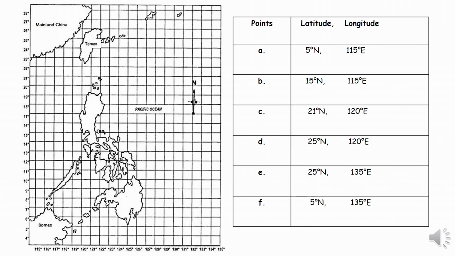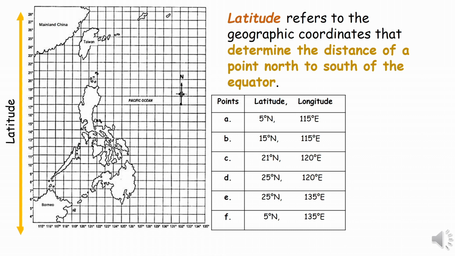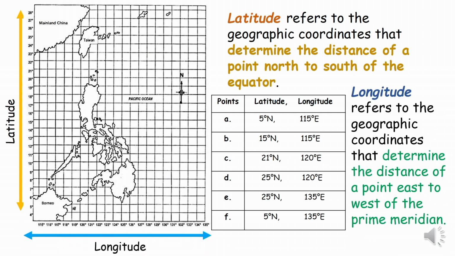So, what do these figures imply? We have here a map of the Philippines. We need to know what these numbers signify in order to understand them. Learn the meanings of latitude and longitude. Latitude refers to the geographic coordinates that determine the distance of a point north to south of the equator. On the other hand, longitude refers to the geographic coordinates that determine the distance of a point east to west of the prime meridian.